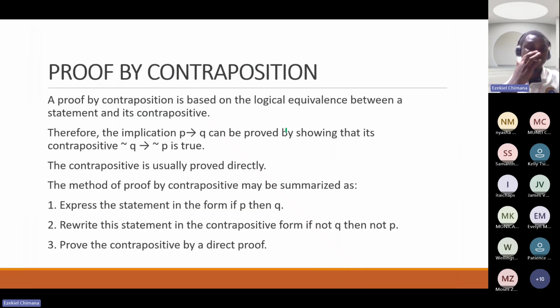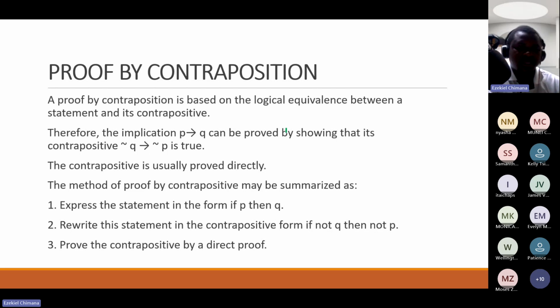It is almost the same way as what we have done, but only that you need to find the contrapositive of a statement, and then you prove the contrapositive of the statement. Proof by contraposition is based on the logical equivalence between a statement and its contrapositive. You are saying the given statement and its contrapositive are equivalent. So if you prove the contrapositive of the statement and it becomes true, it means the given statement is also true, just like that.